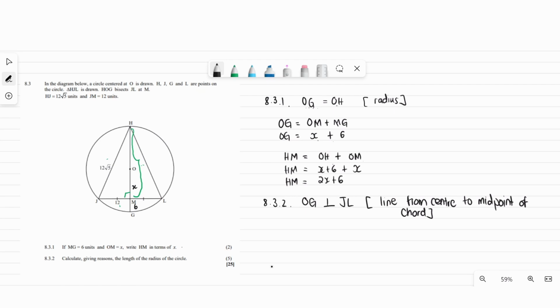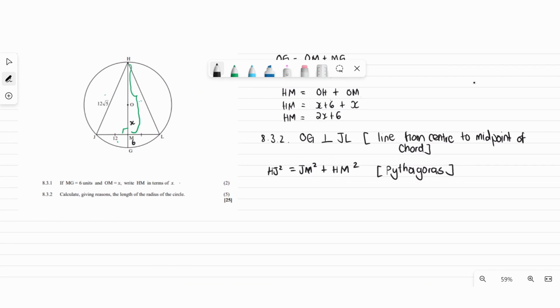This is what? The hypotenuse. So it's going to be HJ squared is equal to what? Is equal to JM squared plus HM squared, right? And your reason for that, you're going to say Pythagoras. Then let's substitute inside. What do we know? We know that HJ is equal to 12 root 5, squared, and JM is equal to 12, squared plus HM squared, right? So this is going to change. The first one is going to change to 720 is equal to 12 squared, which is 144, plus HM squared.